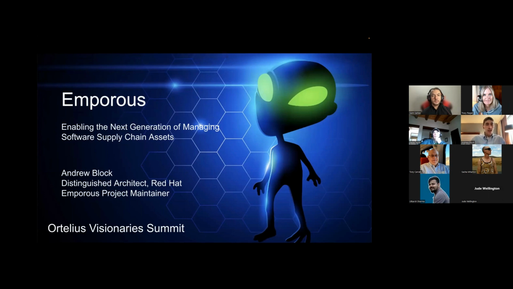Awesome. All right. Today, we're going to talk a little bit about Emporous, which helps enable the next generation of managing the software supply chain assets. So my name is Andy Block. I'm a distinguished architect with Red Hat. I'm a maintainer on the Emporous project. I like to lead a lot of the community outreach for the project and to share some of the great things that we are doing in the project and kind of where we're going.